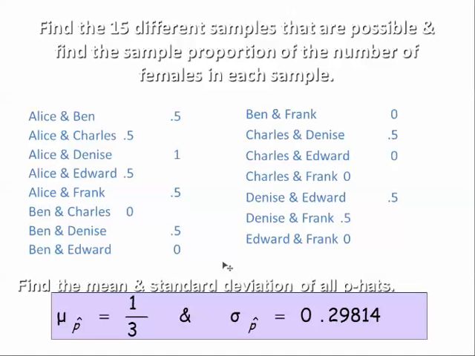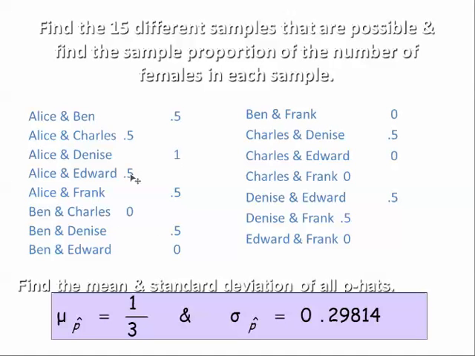So let's look at this. Alice and Ben has 50% females in this sample, and Alice and Charles has 50%, and Alice and Denise has 100%, but Alice and Edward has 50%, and Alice and Frank has 50%. Ben and Charles has 0%. Ben and Denise is 50%, but Ben and Edward is 0%. You can see how we're getting the proportions for each one of these.